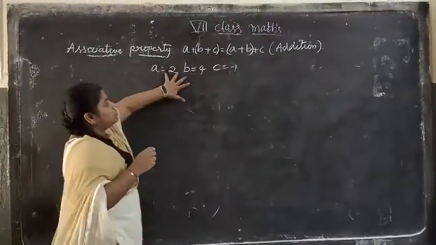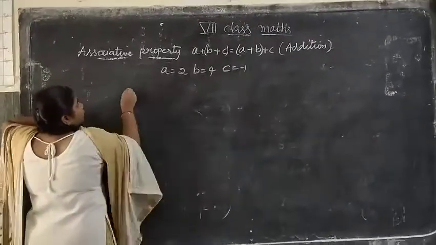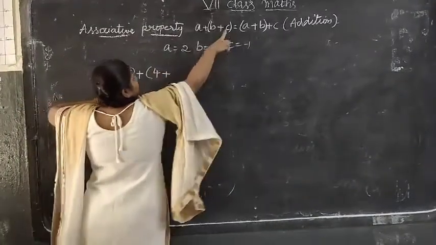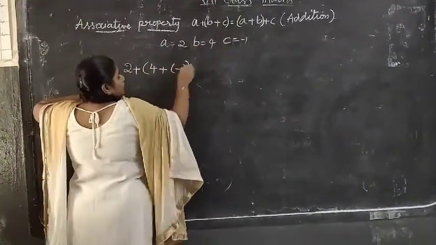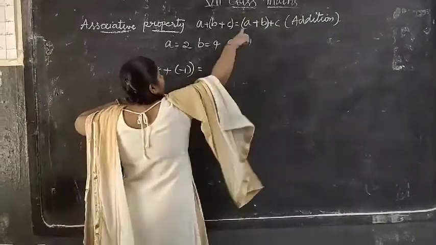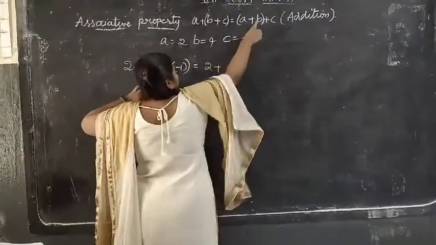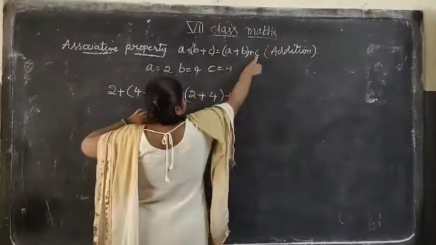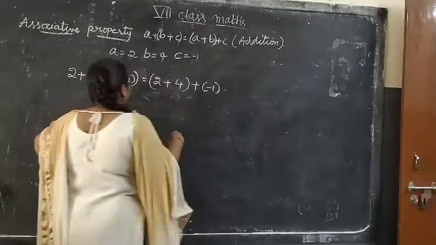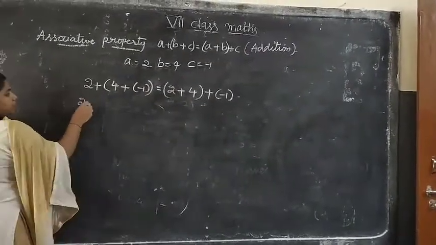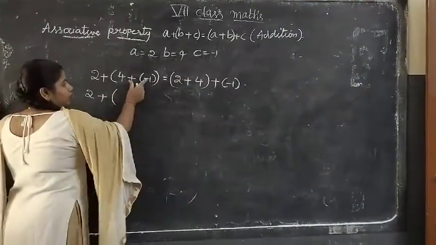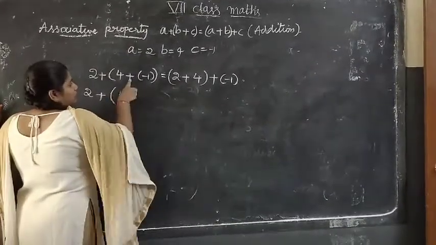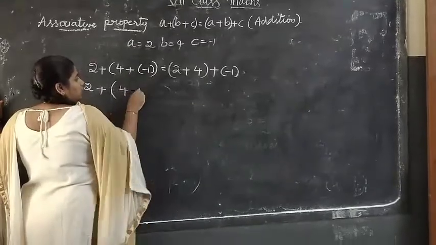Now substitute these values in this. On the LHS, the a value is 2 plus, b value is 4, plus c value is -1. Now coming to the RHS part, a value is 2, plus b value is 4, plus c value is -1. Now first solve the bracket values. 2 plus (4 plus -1): here we are seeing a double sign, so make that into a single sign, plus into minus will be minus.